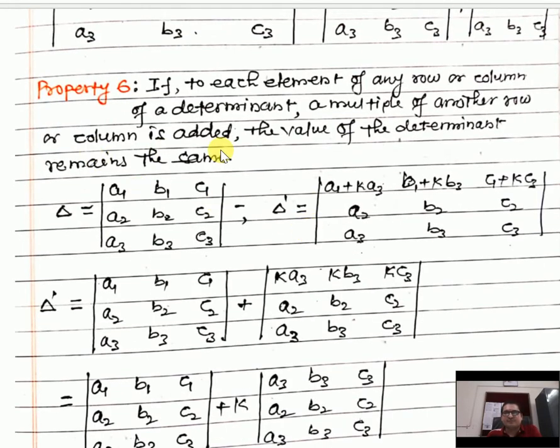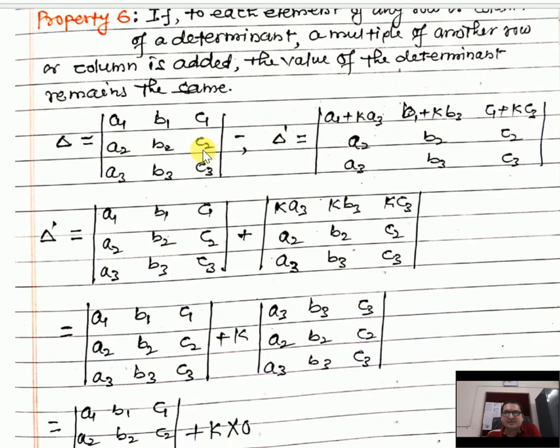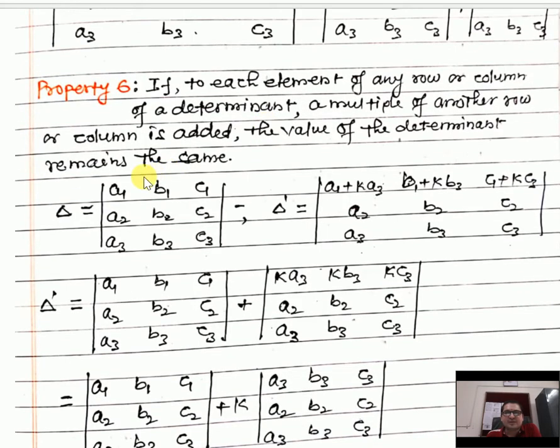Property number 6: if to each element of any row or column of a determinant a multiple of another row or column is added, the value of the determinant remains the same. I have taken this determinant a1, b1, c1, a2, b2, c2, a3, b3, c3.